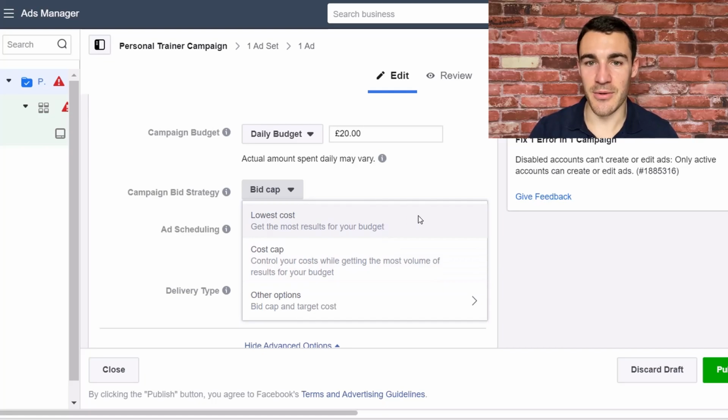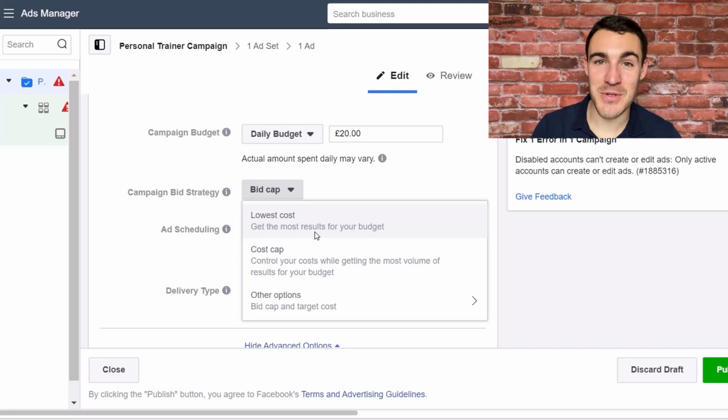Lowest cost is the default. And it's basically the one I would recommend people use almost exclusively, use all the time. As you can see, the description that Facebook gives is get the most results for your budget. Who doesn't want that? I want the most results for my budget.